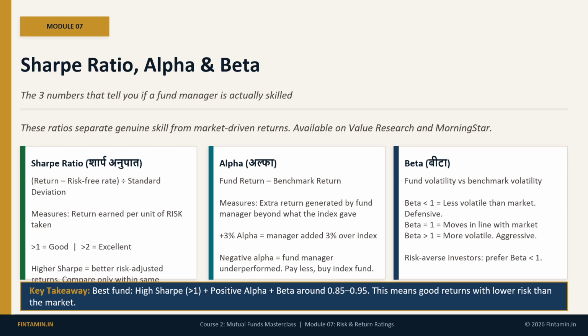Sharpe ratio, alpha and beta. Three numbers separate genuine fund manager skill from plain market luck. Let me explain each one simply.